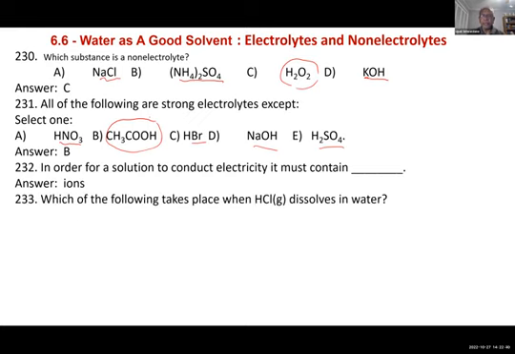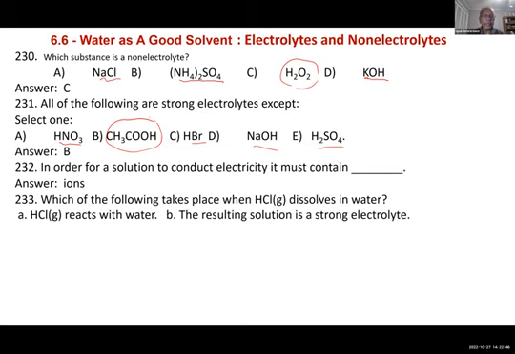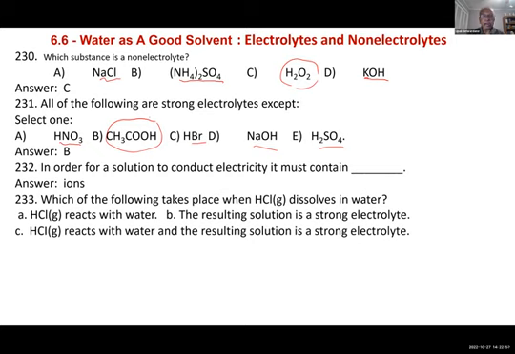Which of the following takes place when HCl dissolves? It breaks up to hydrogen ion and chloride ion. Hydrogen reacts with water. The resulting solution is a strong electrolyte. That's true. Hydrogen reacts with water and the resulting solution is a strong electrolyte. HCl reacts with water and the resulting solution is a strong electrolyte. That's the correct answer.